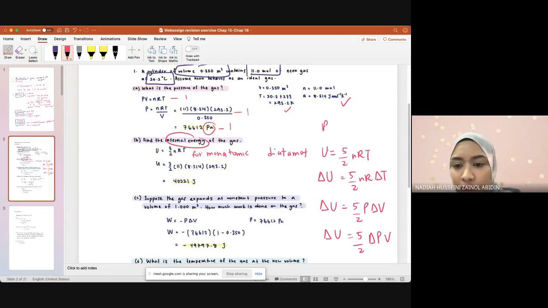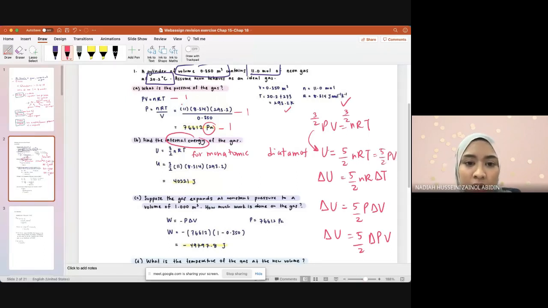Boleh. Remember, PV equals nRT. Kalau nRT ada 5/2, PV pun ada 5/2. Kalau nRT ada 3/2, PV pun ada 3/2. But this is only for U, untuk cari internal energy. So U equals 5/2 nRT ataupun 5/2 PV.